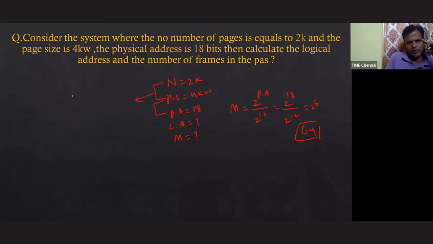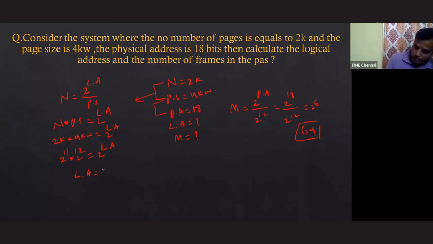With this, you can easily calculate the logical address because N equals 2 power logical address by page size. If I keep N into page size here, it will come here. N equals 2K, page size equals 4K, which equals logical. If I keep this, this is 2 power 11 and this is 2 power 12. If I apply log on both sides, then I will get logical address equals 23 bits. Okay, fine. 23 bits. Hope you got this one. How I have calculated this one.